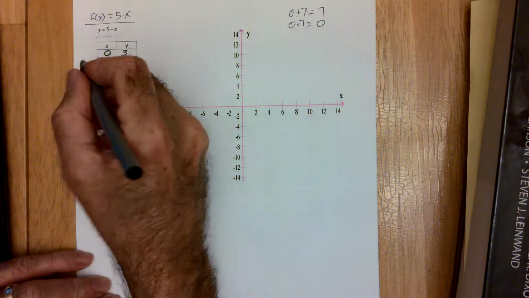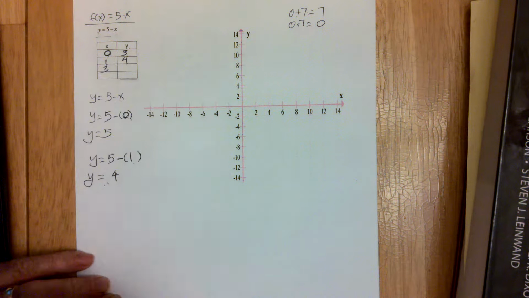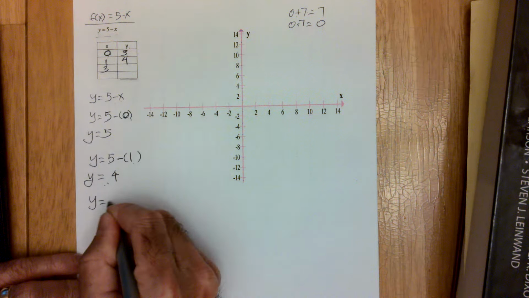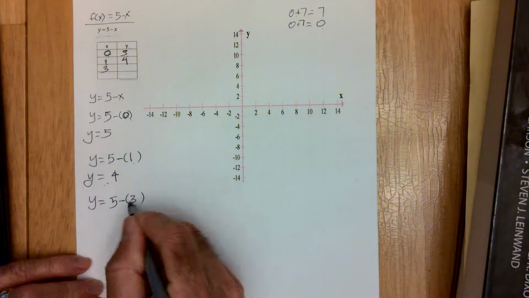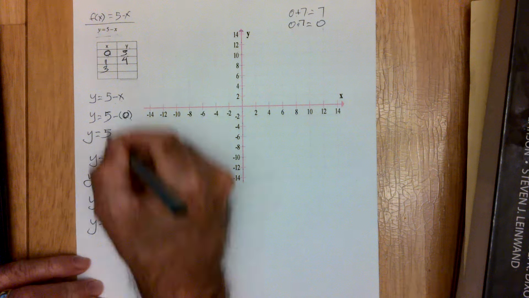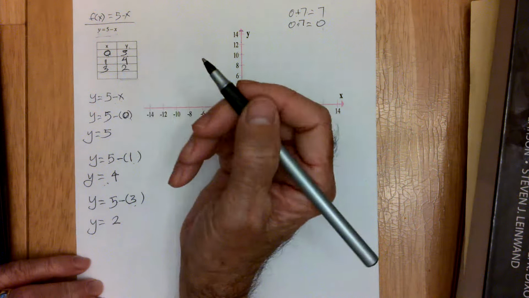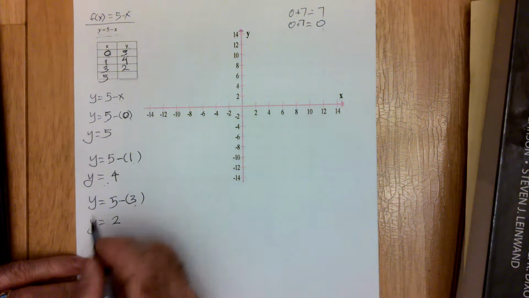Pick another number. I could pick 2. I'm going to skip ahead to 3 just for fun. So we have y equals 5 minus, again, we'll put it here, 3. 5 minus 3 is 2. And we have 2. And I'll pick one more. I'll choose 5.